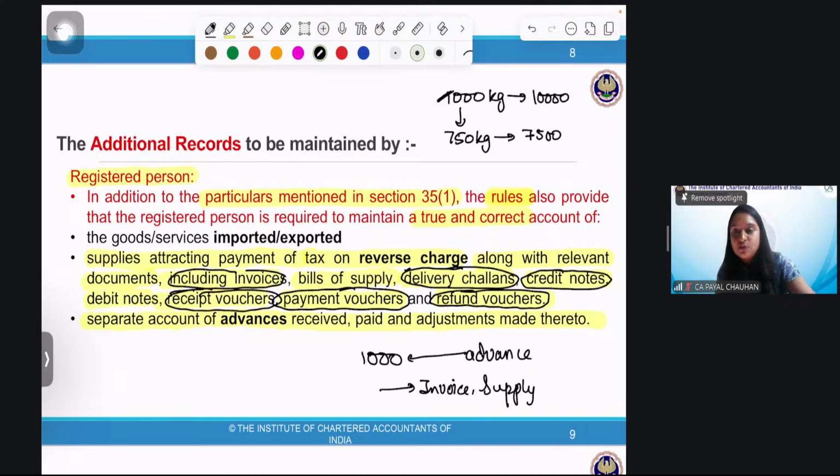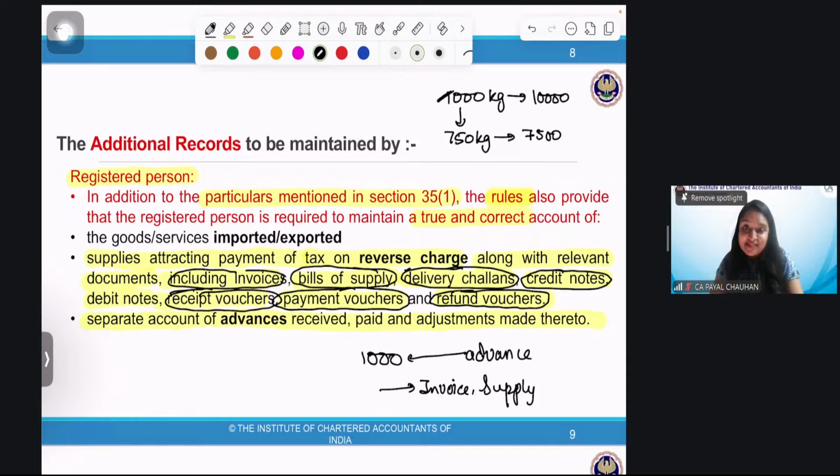Next question from my side is to Kuldeep. Right, Kuldeep? You need to answer. I am supplying exempted goods. What will I issue? I'm supplying exempted goods. What will I issue? Yes, Kuldeep, I'm waiting for you. Everyone has the answer. Perfect answers. Perfect. You'll issue a bill of supply.